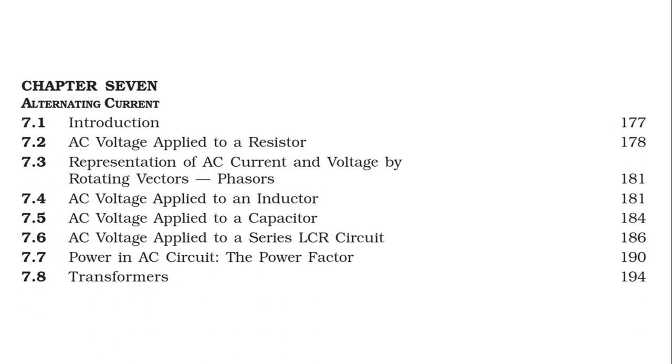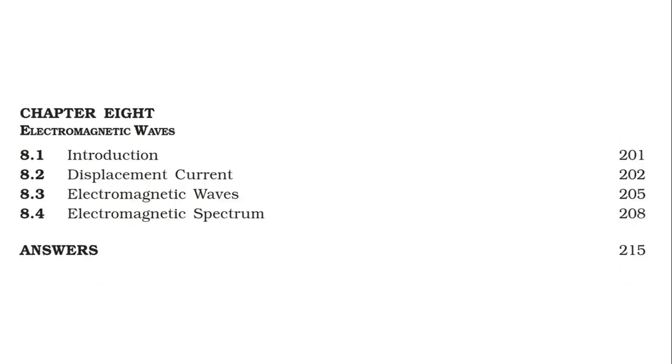Introduction, AC voltage applied to a resistor, representation of AC current and voltage by rotating vectors, phasors, AC voltage applied to an inductor, AC voltage applied to a capacitor, AC voltage applied to a series LCR circuit, power in AC circuit, the power factor, transformers. Total 8 subtopics. Chapter number 8 and last of the first part textbook, electromagnetic waves. Introduction, displacement current, electromagnetic waves, electromagnetic spectrum. Total 4 subtopics. Total 8 chapters in Part 1 textbook.